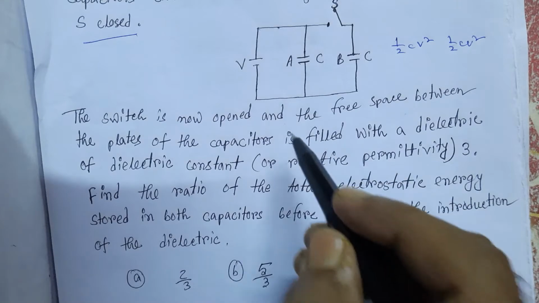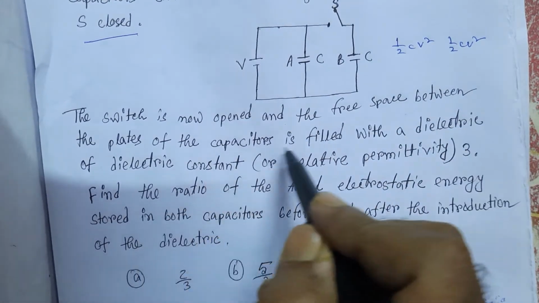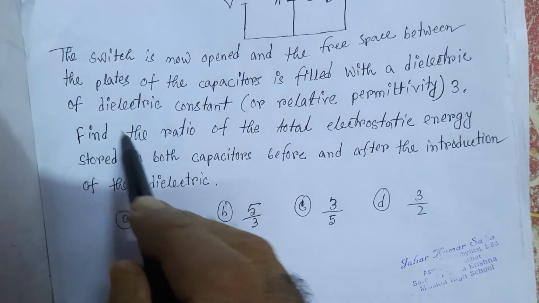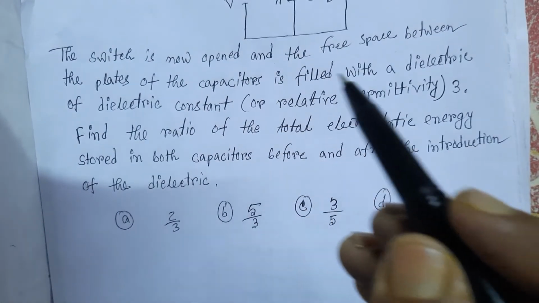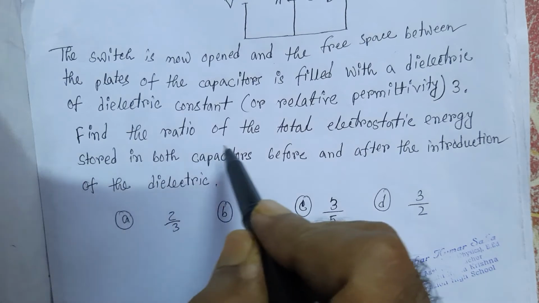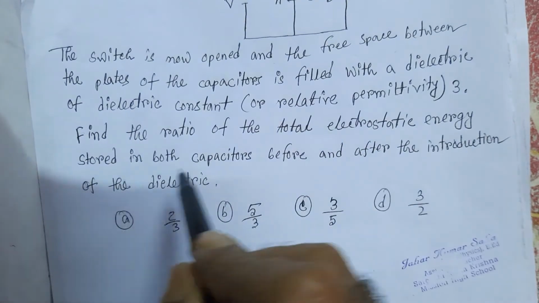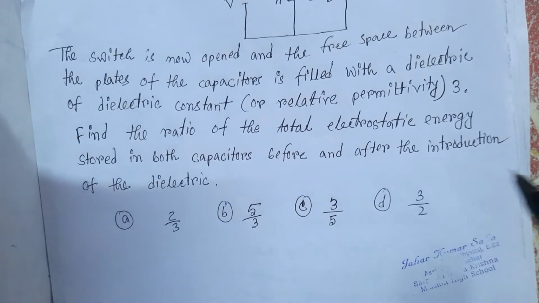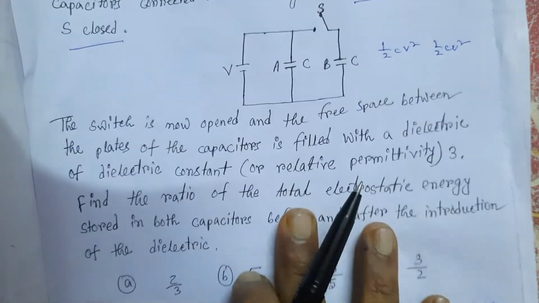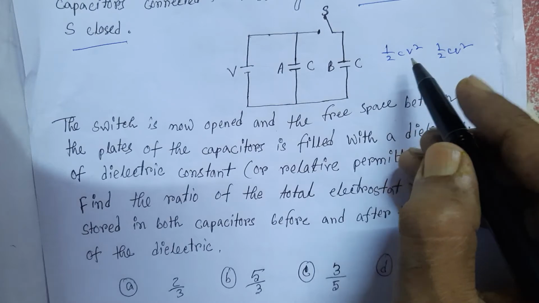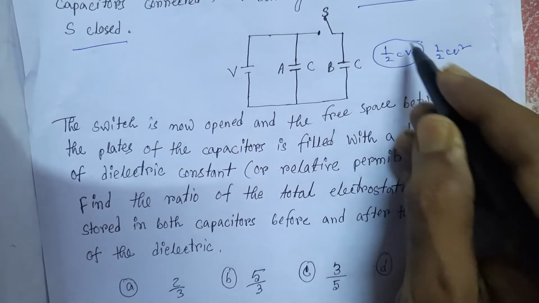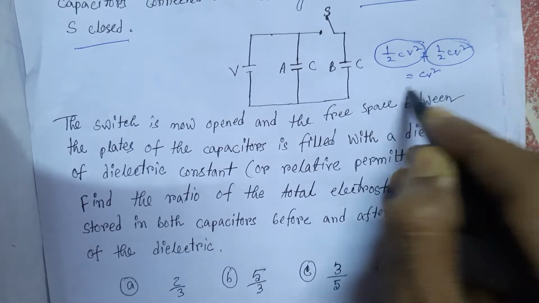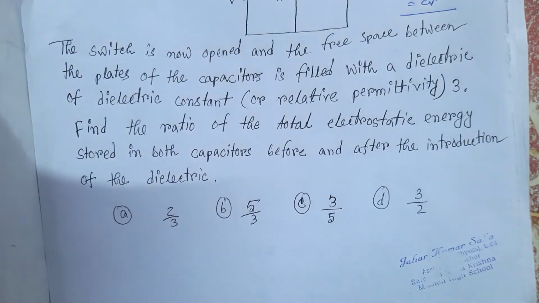Now the switch is opened and the free space between the plates of the capacitor is filled with a dielectric of constant 3. Find the ratio of total electrostatic energy stored in both capacitors before and after the introduction of dielectric. Before introduction of the dielectric, the energy of each capacitor was half CV square, so the total energy was CV square only.